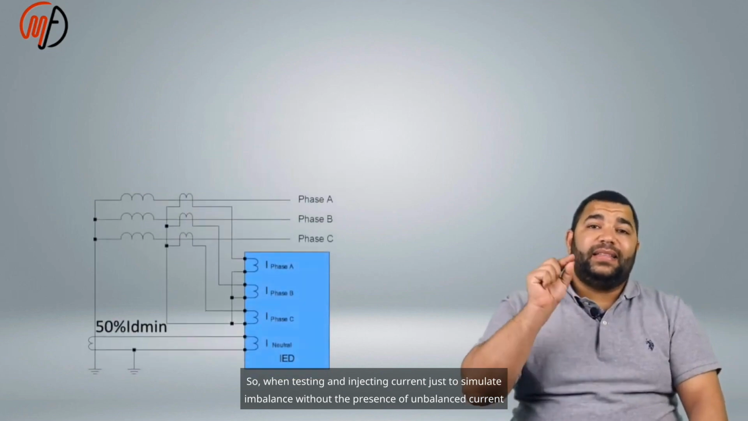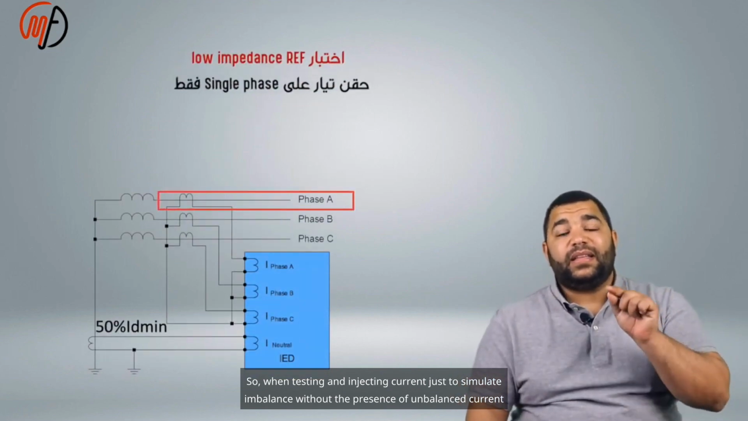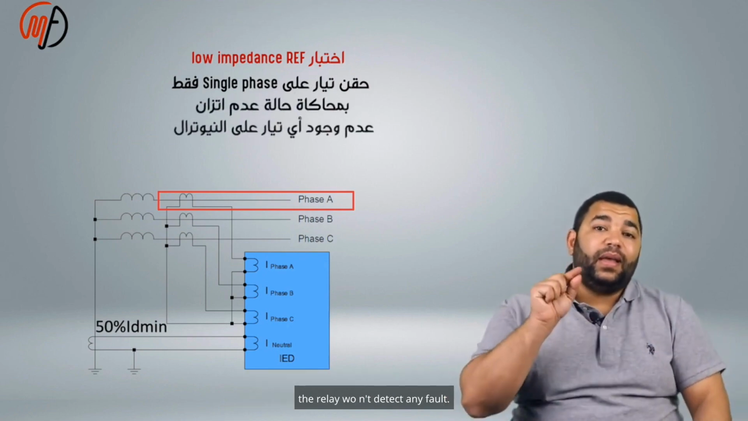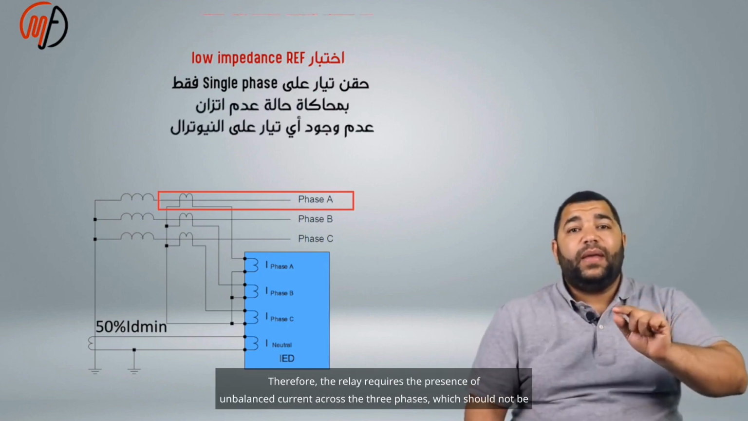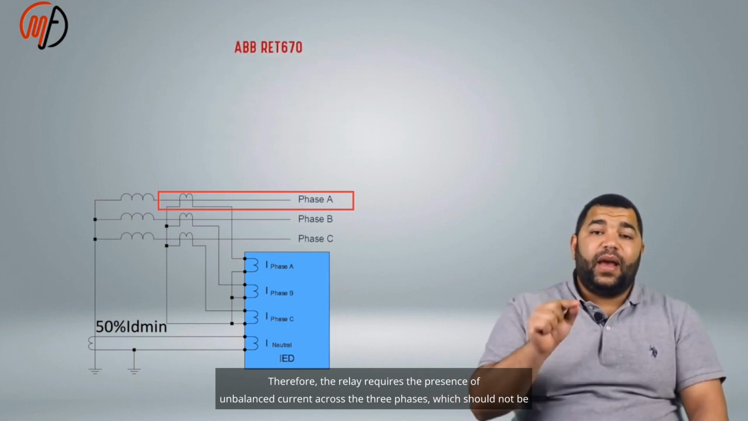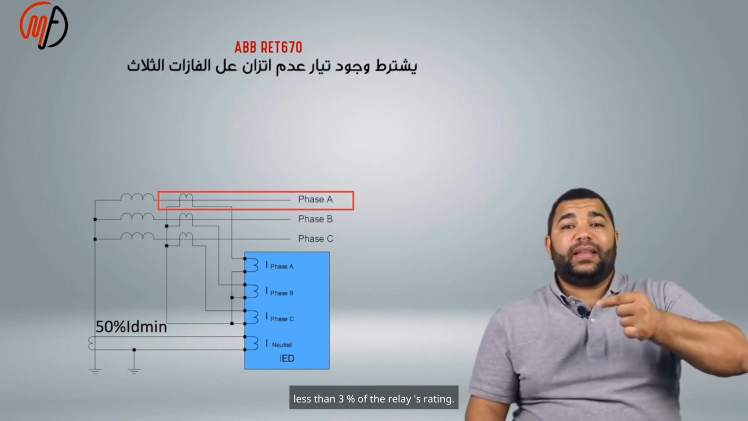So, when testing and injecting current just to simulate imbalance without the presence of unbalanced current, the relay won't detect any fault. Therefore, the relay requires the presence of unbalanced current across the 3 phases, which should not be less than 3% of the relay's rating.